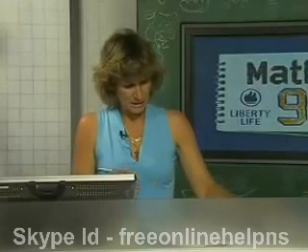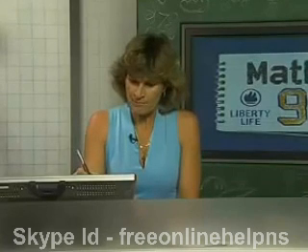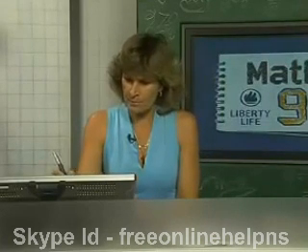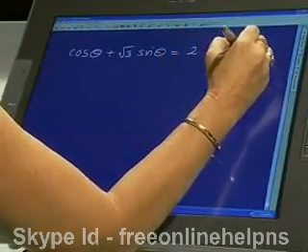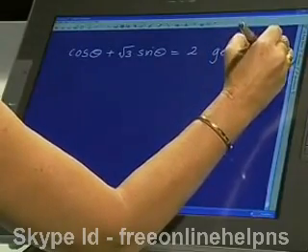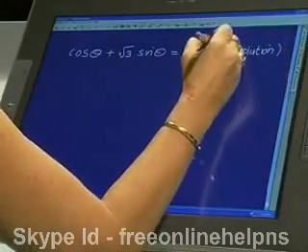Okay, it's cosθ plus square root 3 sinθ equal to 2, and it's solve for theta, general solution. General solution. Okay. You're a higher grader? Yeah. Okay. Did you know where to start at all?